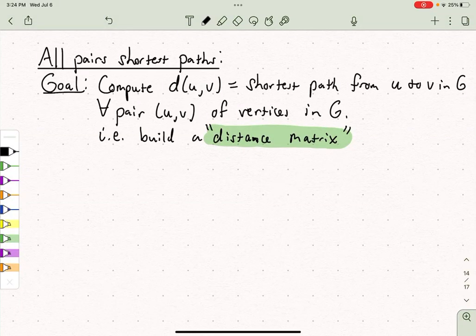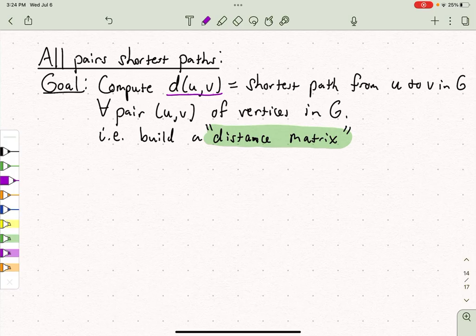So in this video, we're going to consider the all pairs shortest path problem. Unlike the previous problems, instead of computing the distance of v from S for everything, we're going to compute the distance between any pair u and v for every pair. So we're making a distance matrix between all pairs instead of just a list like in the previous example.